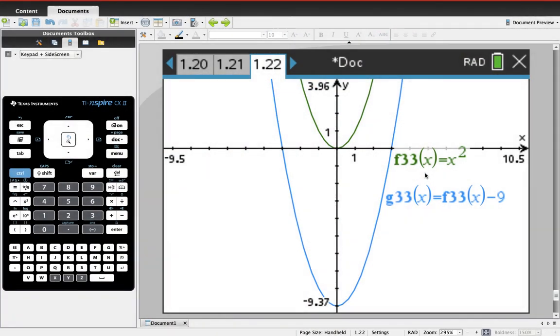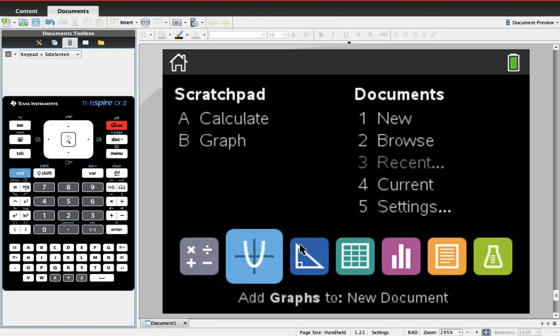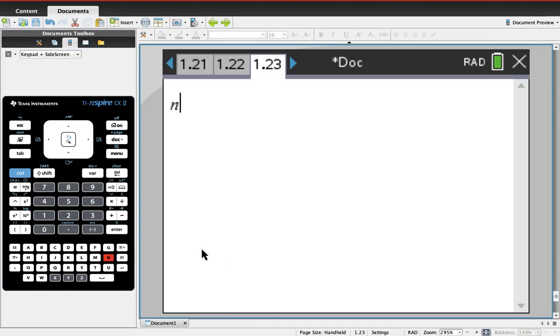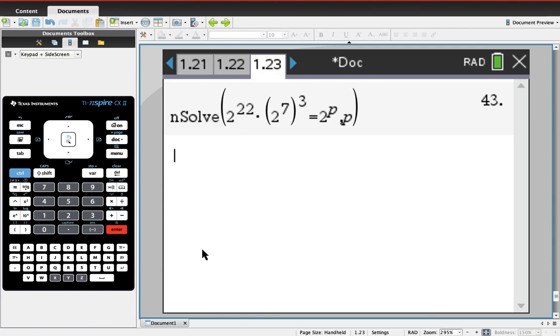Now, let me check to see if this works with NSolve. I'm not sure if it does. All right, so I'm going to go ahead and do an NSolve here. And I'm going to say 2 to the power of 22 multiplied by parentheses 2 to the power of 7, and that's to the power of 3, is going to be equal to 2 to the power of p. And I'm looking for p. And look at that. It'll give us the correct answer. It is also 43. Same exact thing.